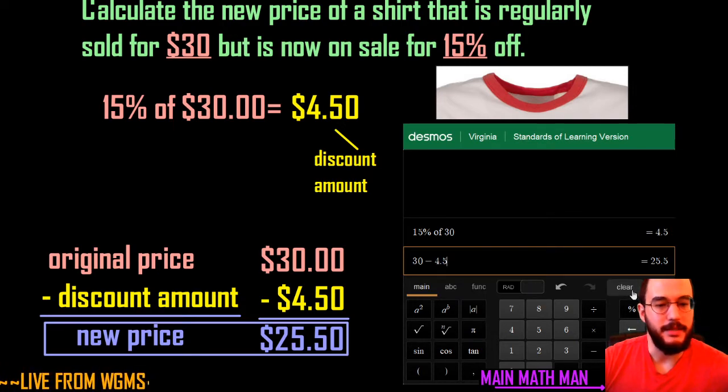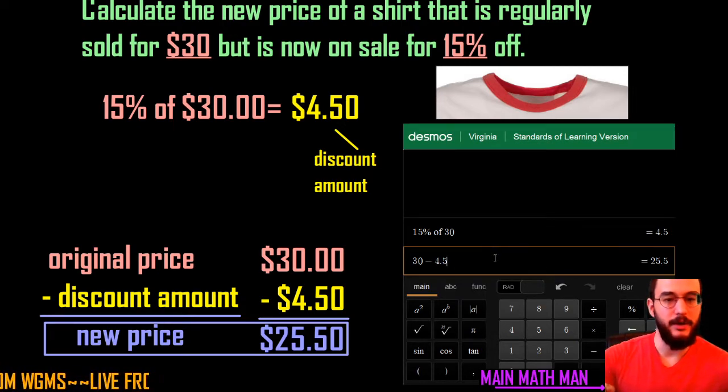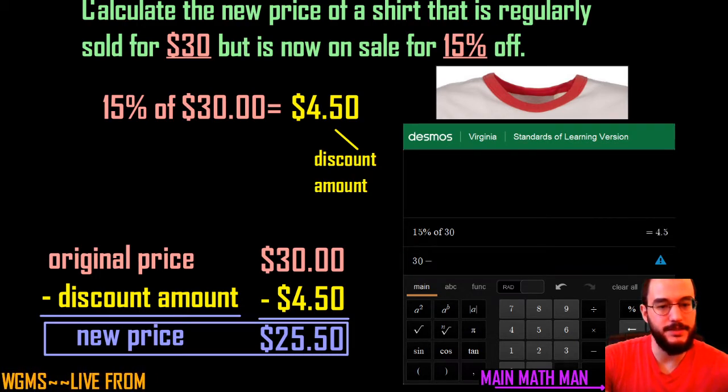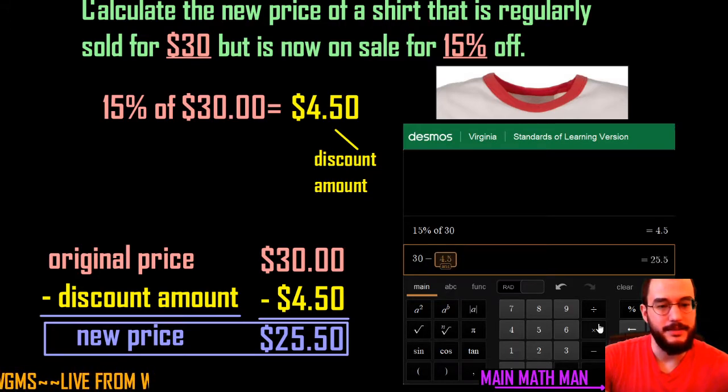Another way you could do it is like this. Instead of having to type in that 4.5, I can hit the ANS button, that stands for answer. So it's going to pull the answer from the previous line. So if I said I want to subtract it by that previous line, I would hit ANS, and it still gives it to me. So again, make sure you're getting comfortable with that Desmos calculator.